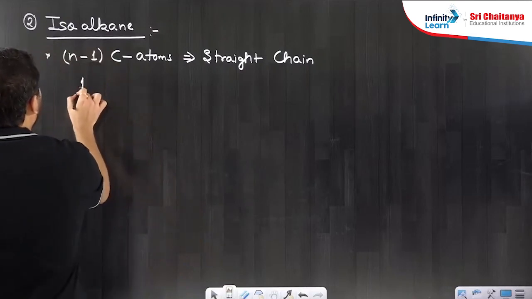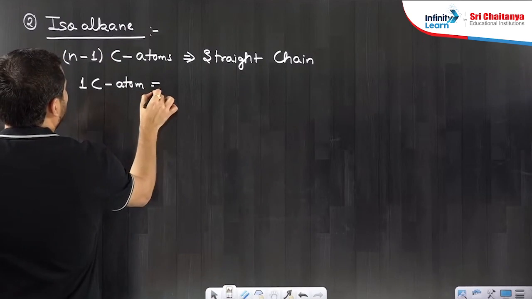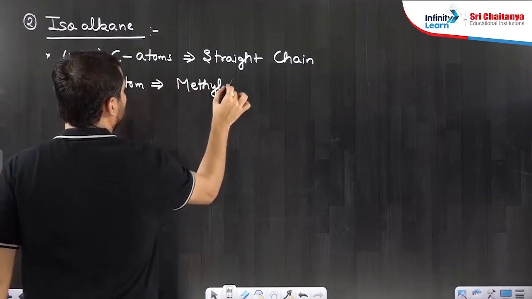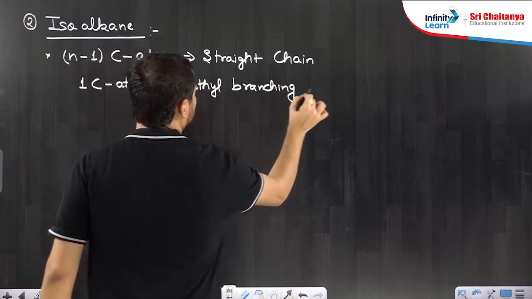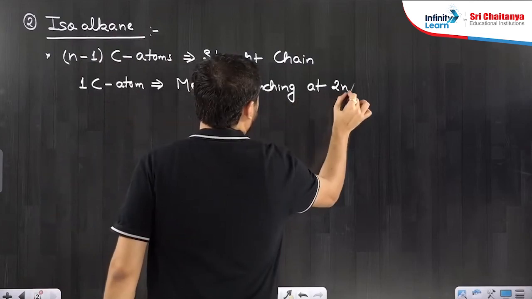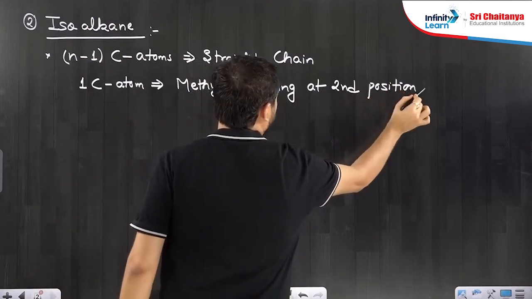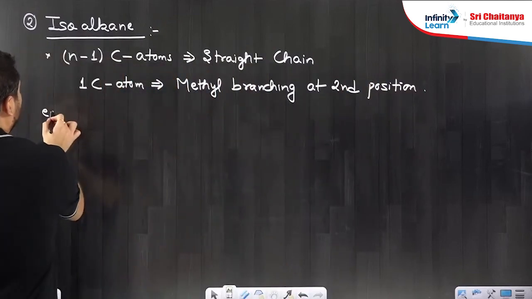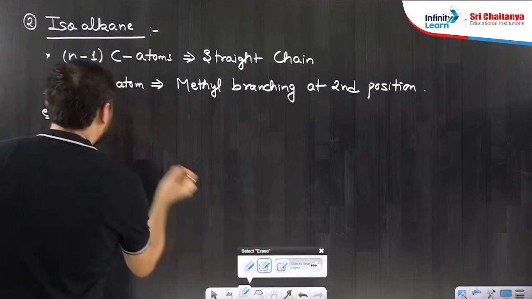After that, how many carbon atoms are left? 1 carbon atom. So this 1 carbon atom will be a methyl branching at the second position. This will be a methyl branching at which position? Second position. Clear? So let us take the first example: we have to write isobutane.